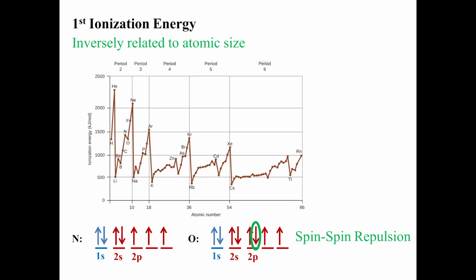For the most part, it follows atomic size. So the smaller the atom, the harder it is to remove that electron. But we also have a few exceptions where you have to think about how the electrons are oriented around what orbitals they are in. So keep that in mind as well if you come up with any exceptions.